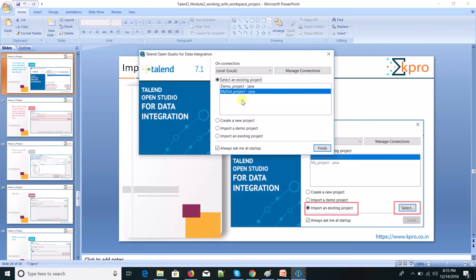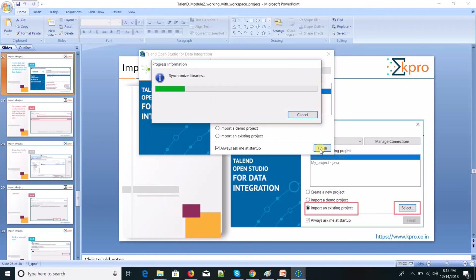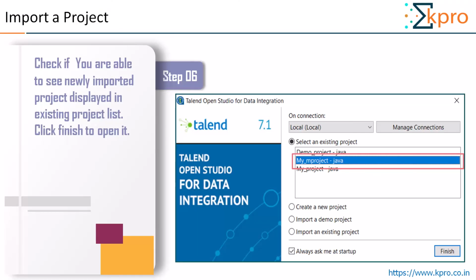So now you will be able to see my first project under the existing project list. So go to finish. This is how we can import a project into the Talend Open Studio.